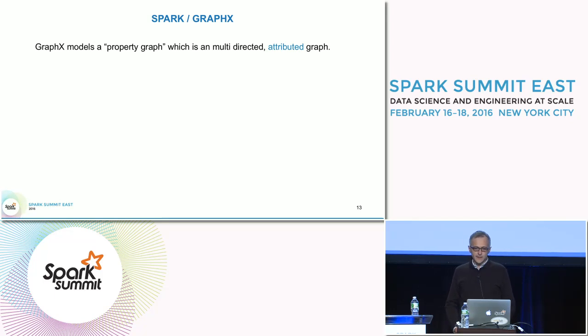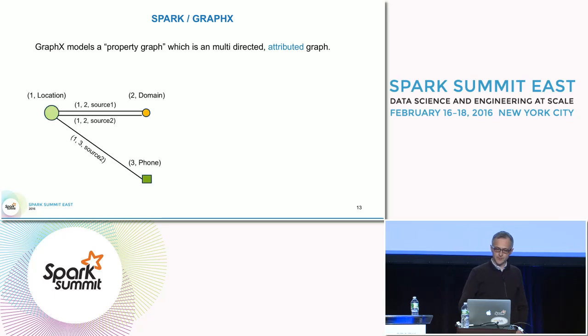So GraphX, very simply, models a property graph, which is an attributed, multi-directed graph. Multi-directed allows multiple parallel edges or relationships sharing the same source and the same destination vertex. And attributed simply means that the vertices, also called nodes, and the edges as well, can have attributes.